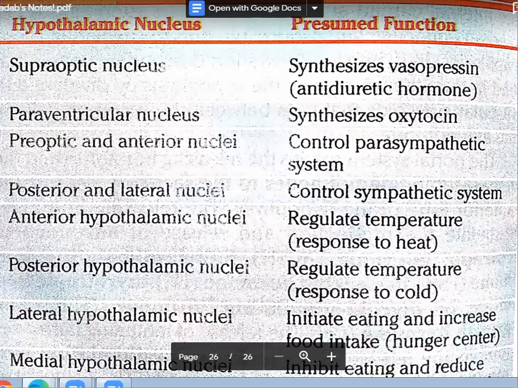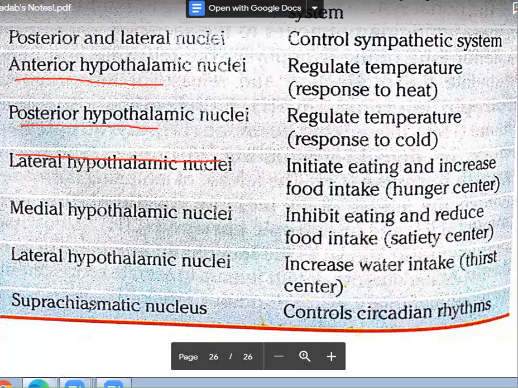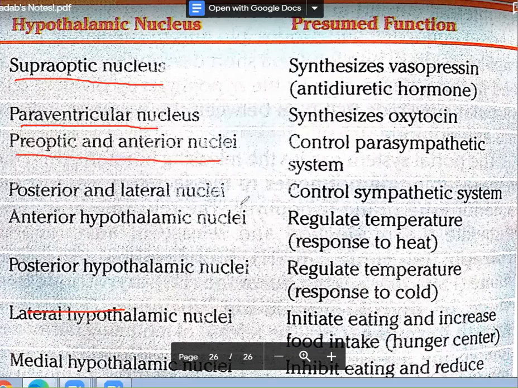Where's my pen? The nuclei that are left behind are the supraoptic nucleus, and then we have this paraventricular nucleus, we have the preoptic and anterior nucleus, and below we have this suprachiasmatic nucleus. Okay, so let's first see what we have in this supraoptic nucleus.